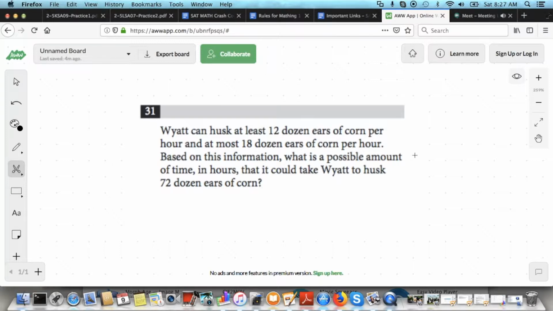Yeah, so he's got different rates of husking this corn here. He can husk it at his slowest rate at 12 dozen ears of corn per hour, right? And his fastest rate at 18 dozen. And we're not sure what the rate is, the rate varies. So let's say he's doing 12 dozen ears of corn per hour. How long is it going to take him to husk 72 dozen ears of corn? 6 hours, right? And this is just mental math. It's going to be 6 hours because 6 times 12 is, 6 times 10 is 60, plus 12 is 72. So 6 hours if he's husking 12 dozen ears of corn per hour.